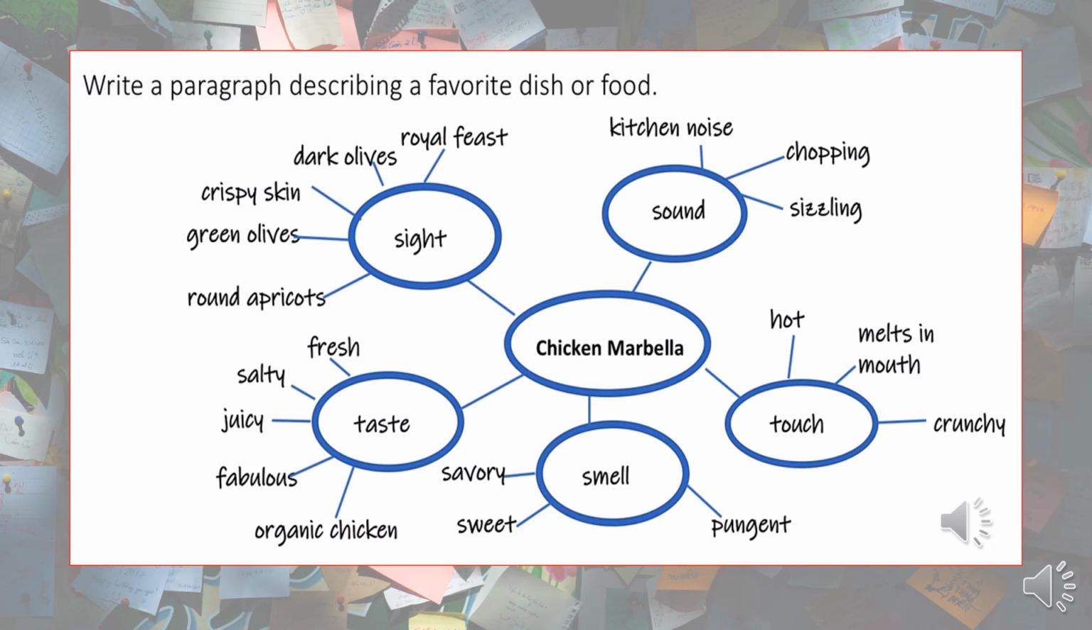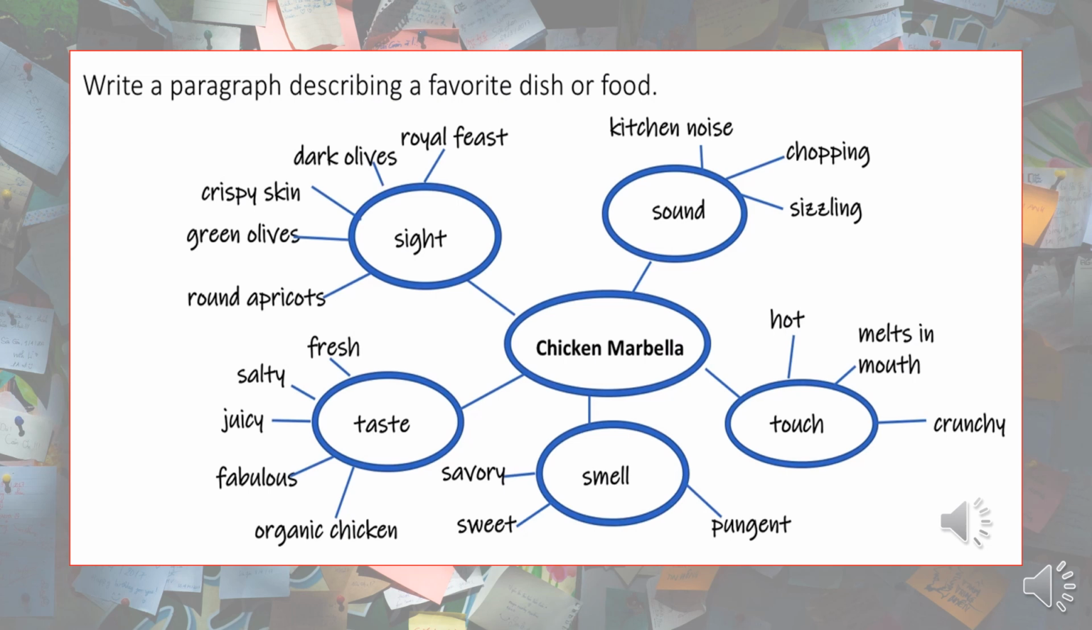So let's take an example of describing your favorite dish of food. The subject we have taken is chicken Marbella. Marbella, what is it? Marbella is a coastal city in Spain, and so this is probably a Spanish delicious dish. So here we brainstorm and collect all ideas, and we put them under different headings like sight, taste, smell, touch, sound, and so on.